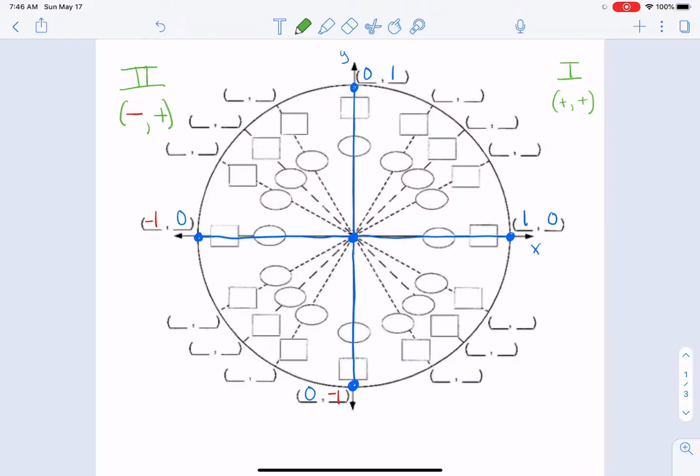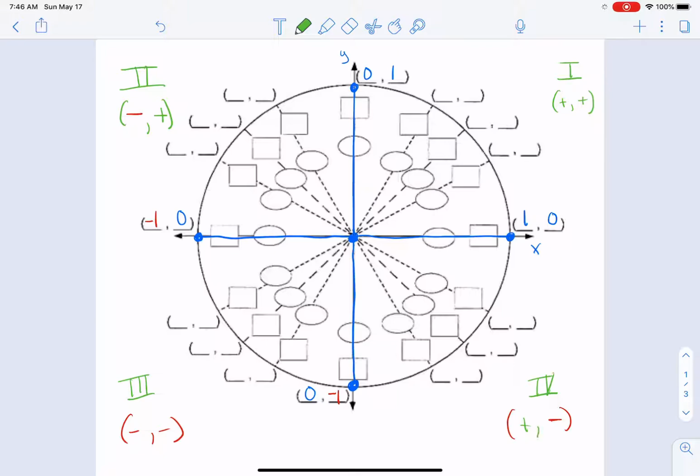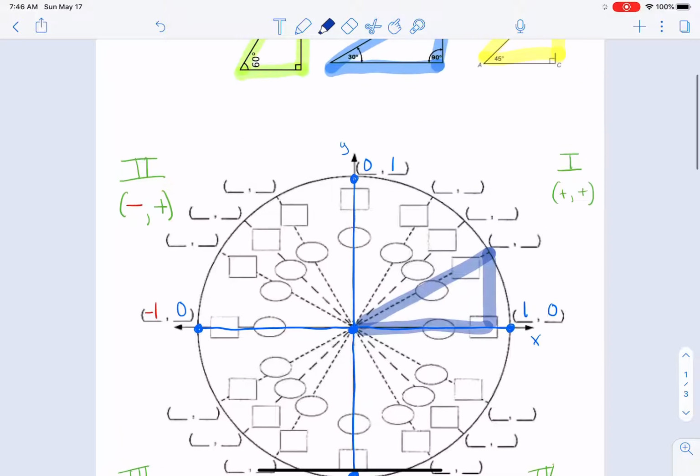And then in quadrant 3, over here's quadrant 4, right? In quadrant 3, both of my values will be negative, negative X, negative Y. And last but not least, over here, my X values will be positive, but my Y values will be negative. What color was I using? Green, okay. Positive, negative. So keep that in mind as you go around the unit circle. It's going to be very important when you're looking at these patterns to understand why they are the way they are.